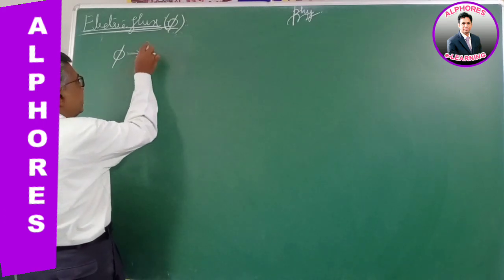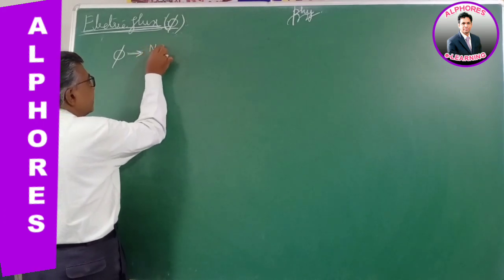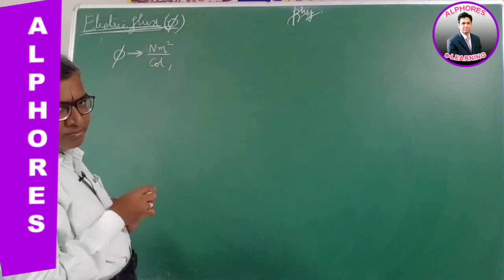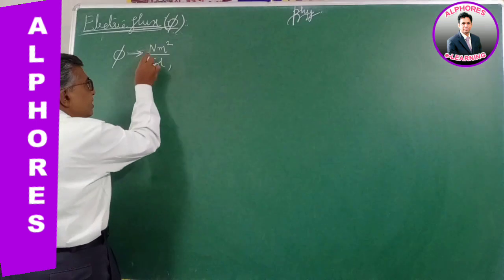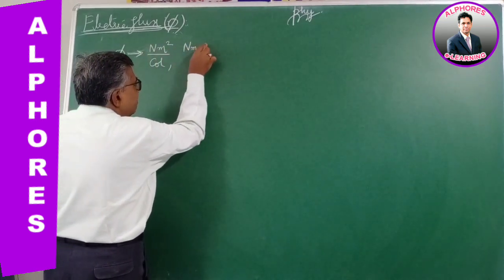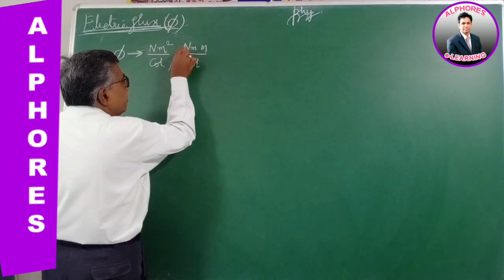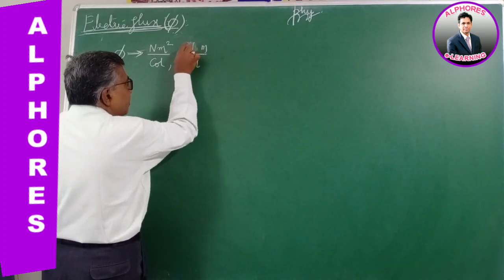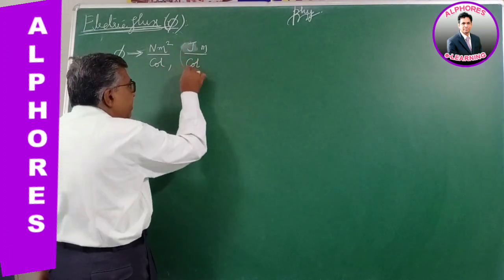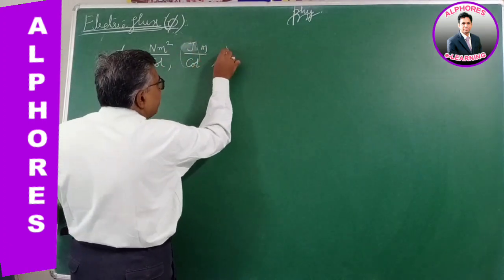It is measured in Newton meter square per Coulomb. Actually, the first simple unit is Newton meter square per Coulomb. Now, if I write Newton meter into meter by Coulomb, Newton into meter is joule: work, force into displacement. But joule per Coulomb, we have another unit called volt.